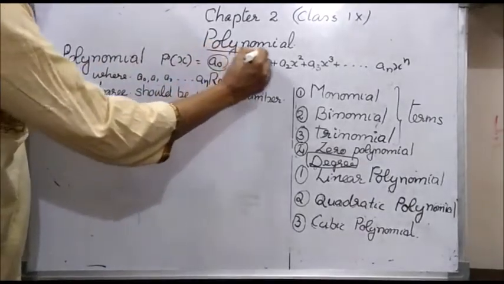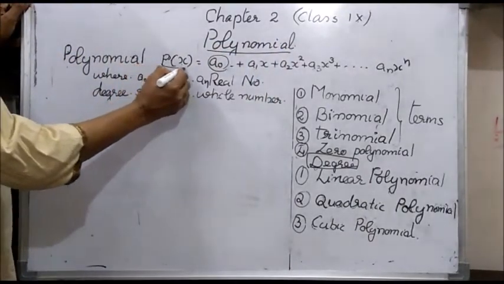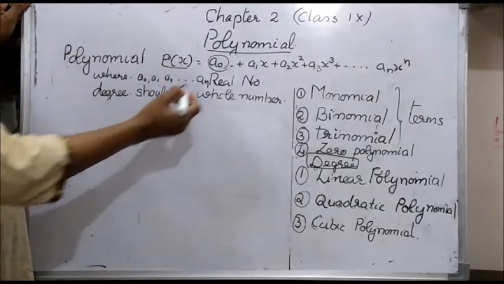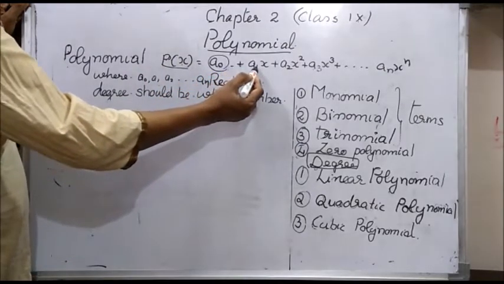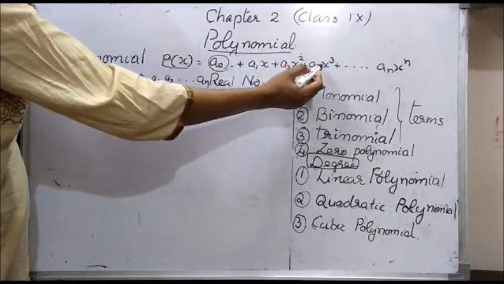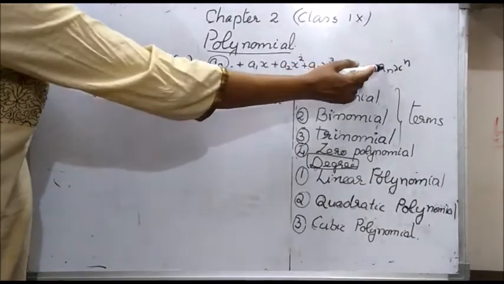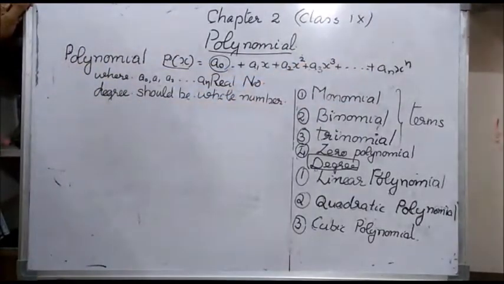Chapter 2, Polynomial. A polynomial is denoted as p of x, and the general form of a polynomial is a0 plus a1x plus a2x square plus a3x cube, etc., plus an x raised to n. This is the general form.